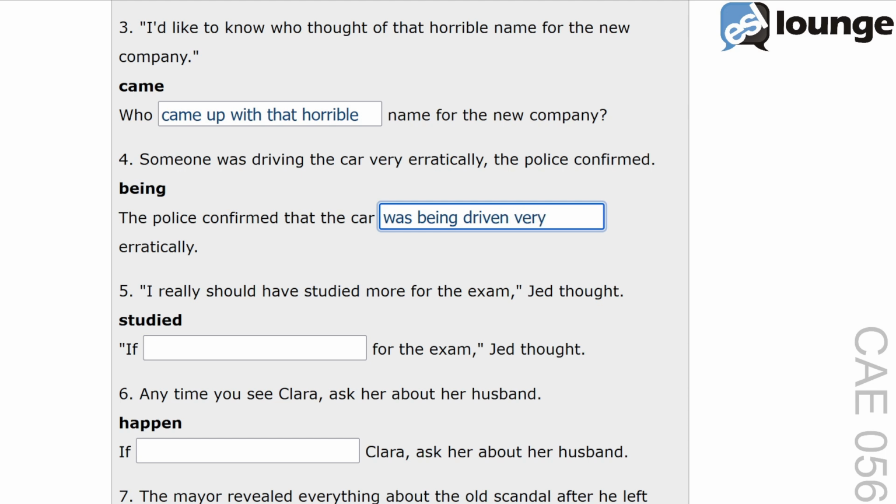The phrase "was being driven" is in the passive voice, emphasizing the action of driving rather than who was driving. This structure is used to focus on the event. Another example, "The house was being painted by professionals."